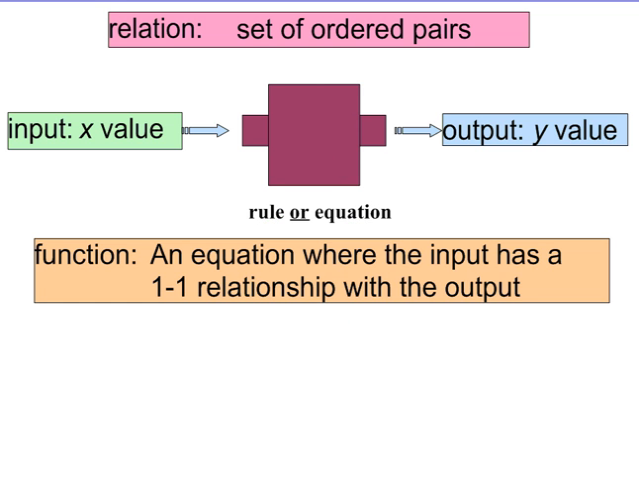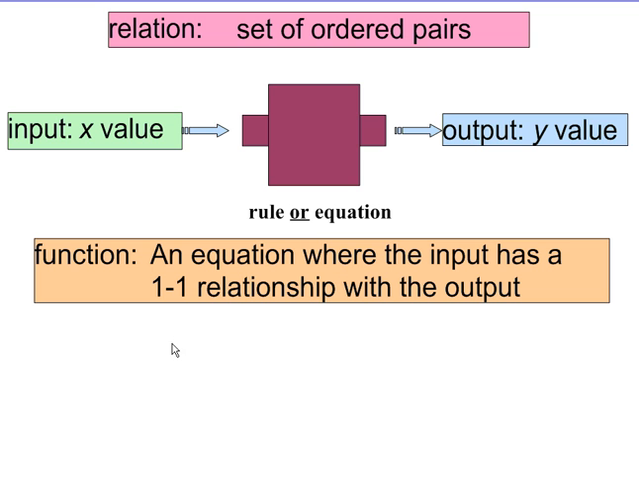Now, we know that a function is an equation where the input has a one-to-one relationship with the output. In other words, one thing goes in, one thing goes out. That's what function means: it works. If we put one thing in and 3 things came out, we know it's not functioning or it's not working.